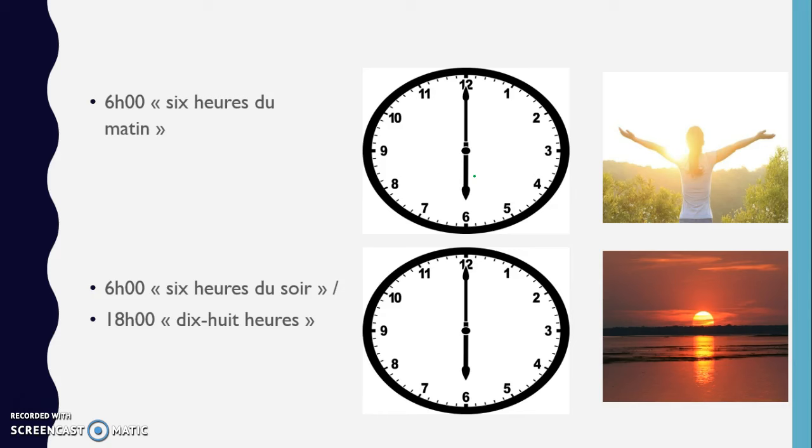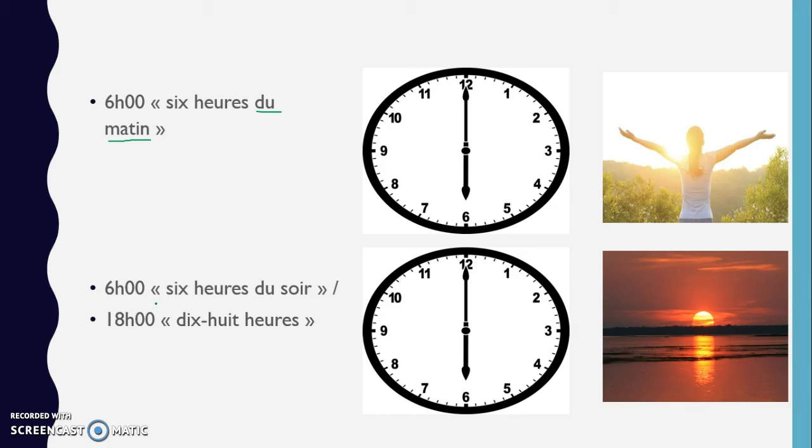But we can also get more specific. So if I want to say it's 6 o'clock in the morning, I would say 6 heures du matin. So matin means morning. 6 o'clock in the morning.